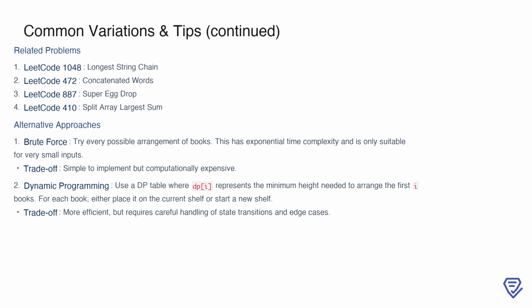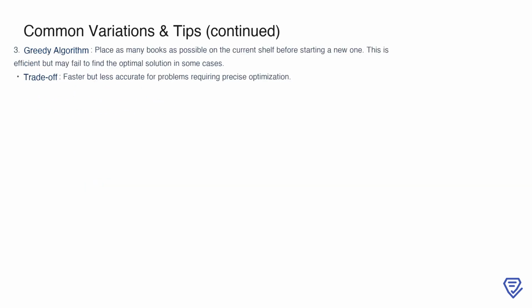Another approach is to use a greedy algorithm, where you place as many books as possible on the current shelf before moving to the next one. This method is efficient and straightforward, but it doesn't always guarantee an optimal solution.